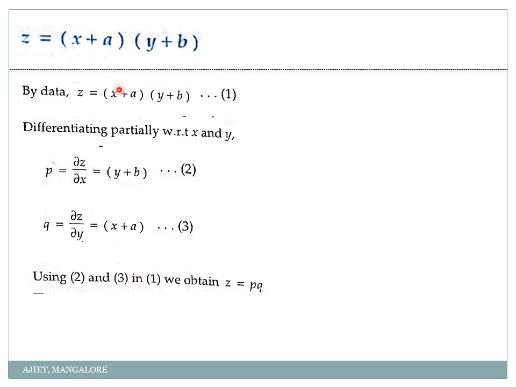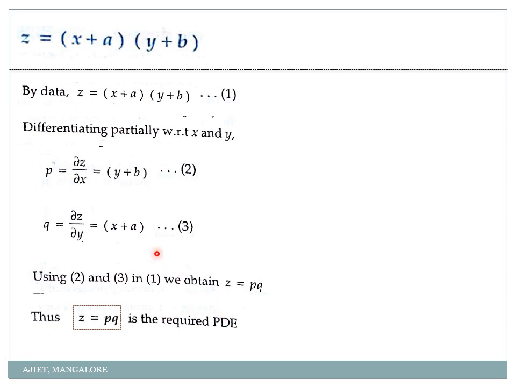Am I right? So x plus a is nothing but q, and y plus b is nothing but p. So z is equal to pq, which is a partial differential equation. Is it so? Yes, because z is equal to, what is p? Dou z by dou x, and what is q? Dou z by dou y. So it involves variable and its partial derivative, so it's a partial differential equation. That's it. Okay, are you clear with this problem?